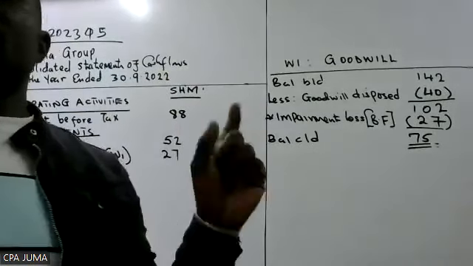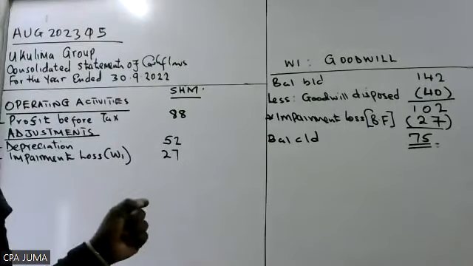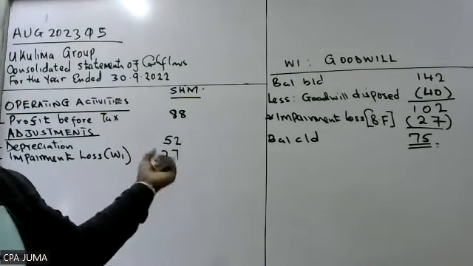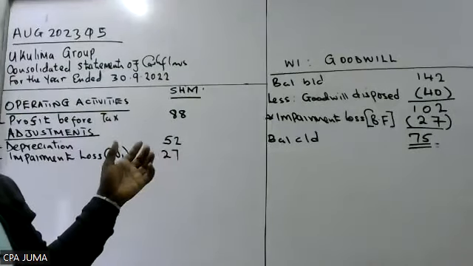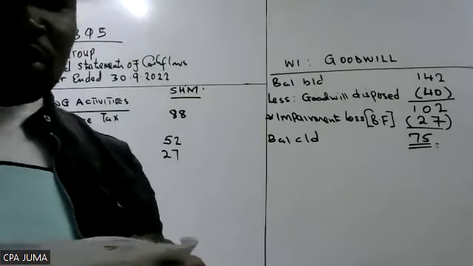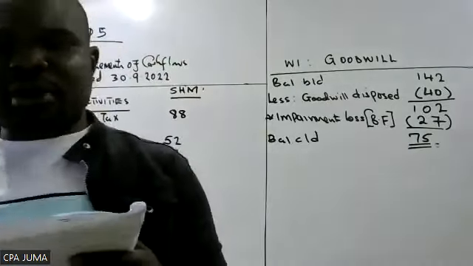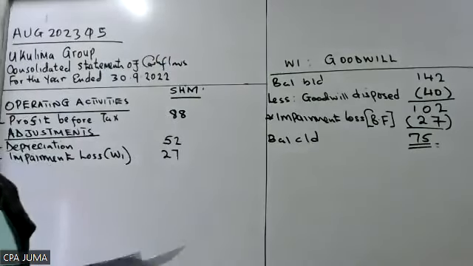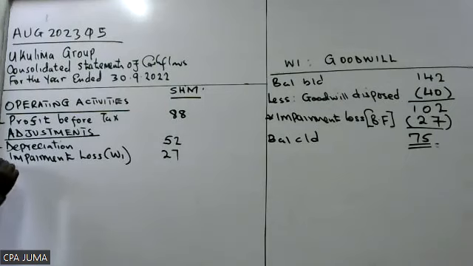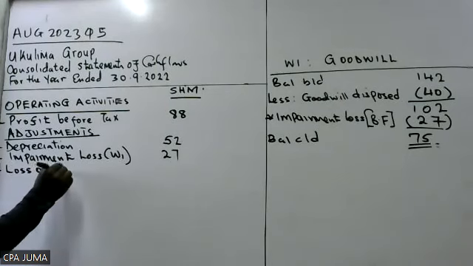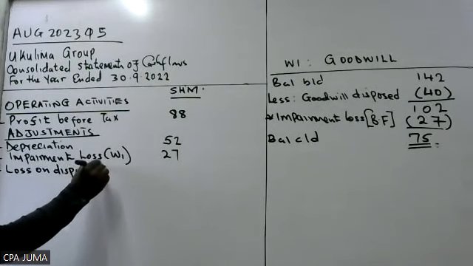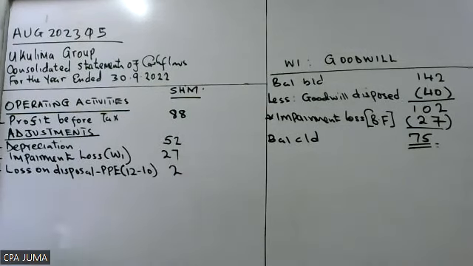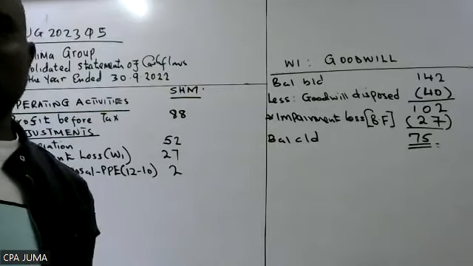Check if there is any non-current asset which was disposed. If yes, you check whether it was disposed at a loss or at a gain. Loss you add back. Gain you subtract, because gain is not an operating expense. There was loss on disposal in the notes. The machinery had a carrying amount of 12 and we received 10. So that is a loss. So you say loss on disposal, PPE. That is 12 minus 10. We lost 2. So that 2 also you add back.